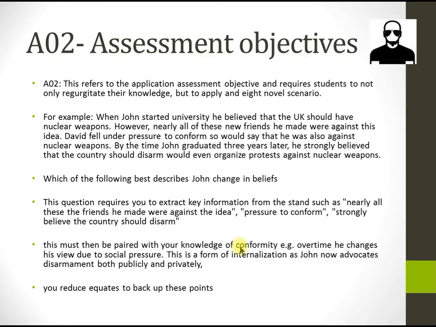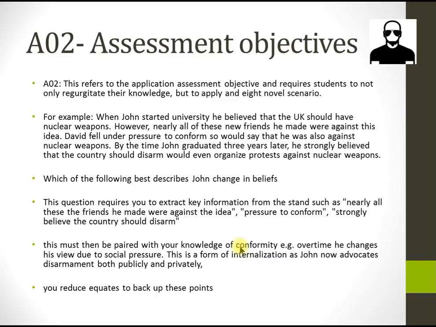AO2, students notoriously find this difficult. Essentially, you've just been asked to take what you knew for AO1 and apply it. So look at this example. John started university, believed the UK should have nuclear weapons. His friends were against it, and now he's changed his mind. Later, he is now campaigning against nuclear weapons. So this is an example of internalization, possibly informational social influence. Could be normative to an extent, but more informational. He has permanently changed his belief about nuclear weapons and his behaviour.